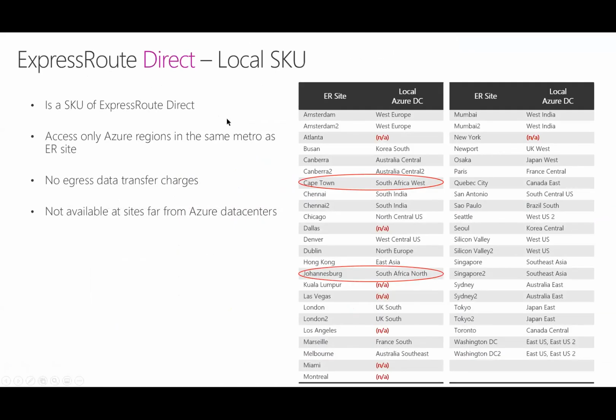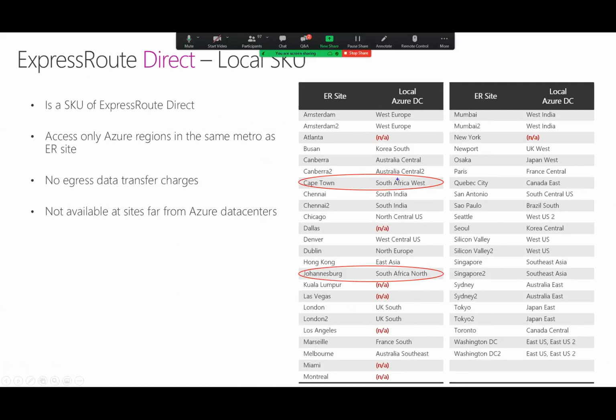Okay, let's look at local. What SKUs do we have? Cape Town, we have ExpressRoute Local, and Johannesburg. So you're in luck. It's cheaper to have 2 ExpressRoute Locals, one in Joburg, one in Cape Town. That's 60,000 rand, versus an ExpressRoute Standard at 152,000 rand. So rather go 2 locals than 1 standard.